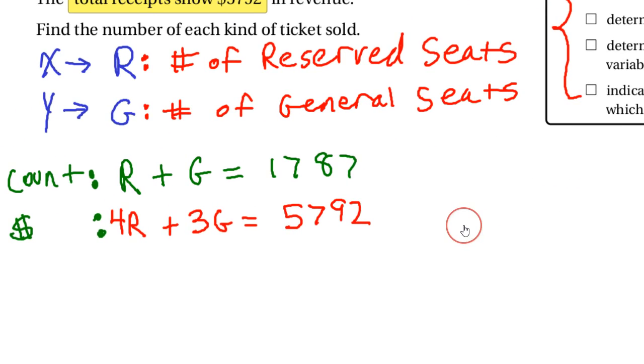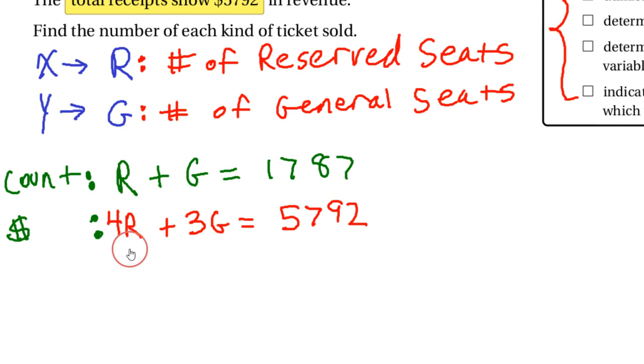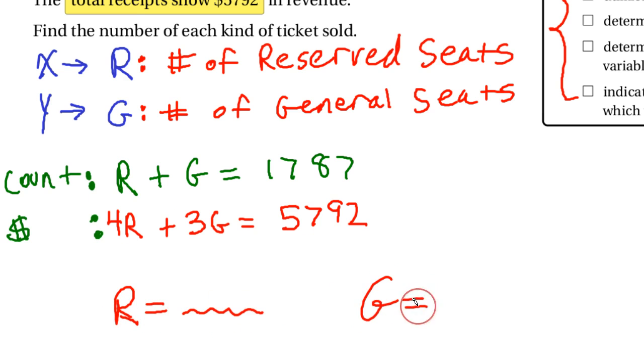So what that means is that it's not just enough to get to the end and say R is equal to a number and G is equal to a number. So you can't just say R equals and then have an answer and G equals and have an answer. You actually have to write a sentence that says what R means, what G means, and use numbers while you're writing that sentence.